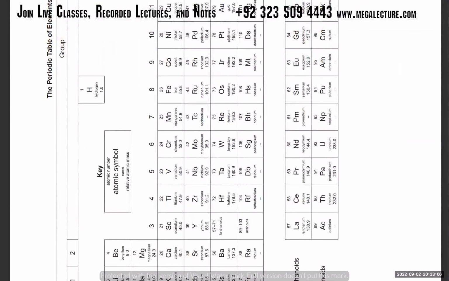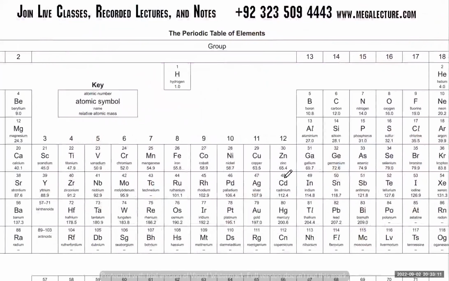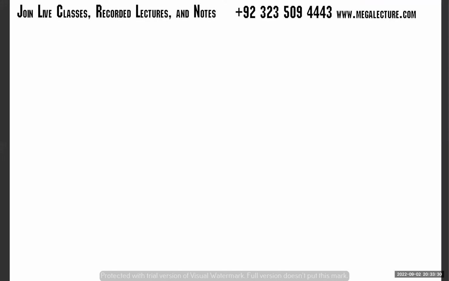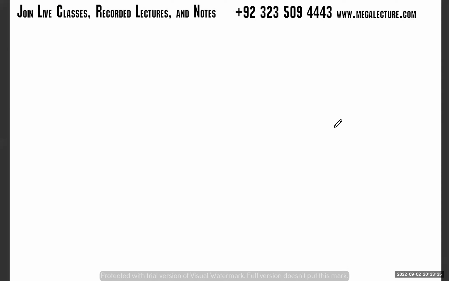So where exactly is cadmium? Zinc is over here. Cadmium is below it. So who's the bigger ion out of the two? It's going to be Cd, right? Is it all upside down? Just a second. So it's going to be Cd. Cd is the bigger ion, so it's going to form the weaker lattice.